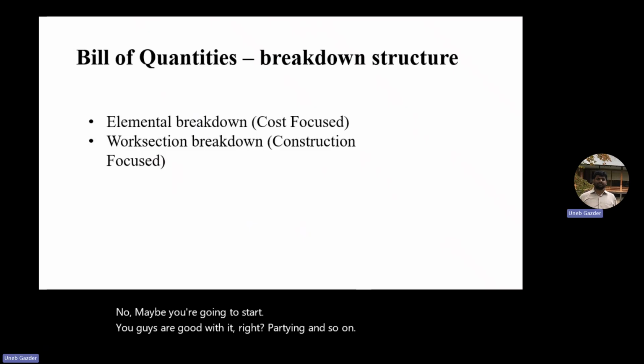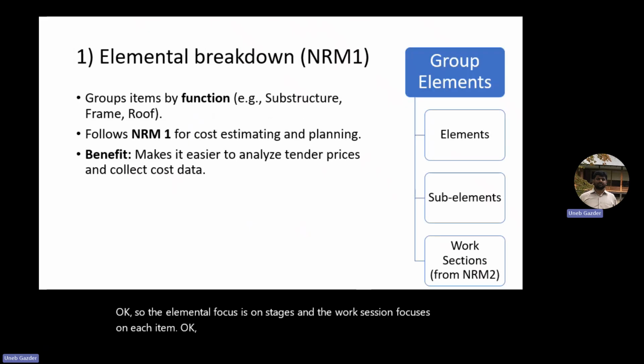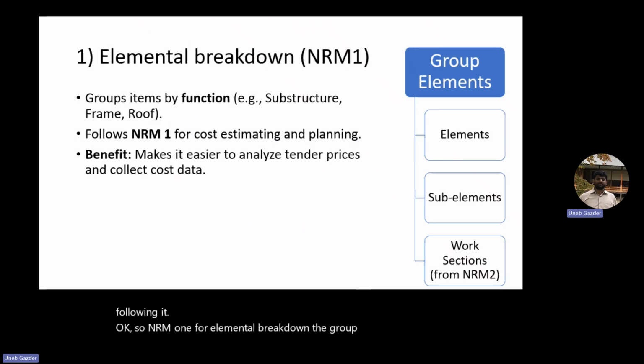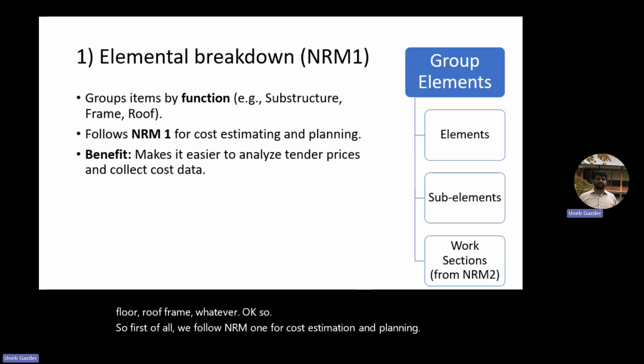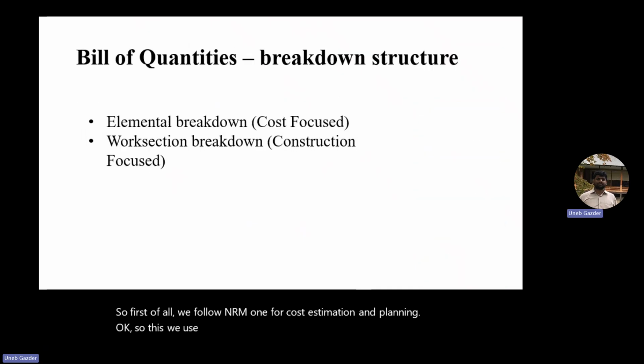So the elemental focuses on stages and the work section focuses on each item, which you can find in NRM2 and we have been following it. NRM1 is for elemental breakdown, where the group items are by function, for example substructure, superstructure, first floor, second floor, roof, frame, whatever. First of all, we follow NRM1 for cost estimation and planning. We use both of these structures in our bill of quantities.